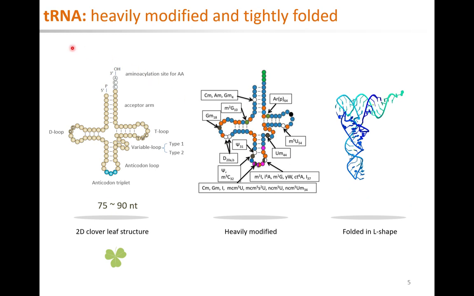Now let's talk about tRNA. Mature tRNA sequence is folded into a secondary structure resembling the characteristic shape of a clover leaf. It has, from the 5' end, the D loop, anticodon loop, anticodon triplet, T loop, and acceptor arm for amino acid attachment. tRNAs are the most heavily modified of any RNAs, with close to 100 chemical modifications. These modifications are an integral component shaping and tuning tRNA structure and functions. tRNAs are tightly compacted into an L-shaped 3D structure.